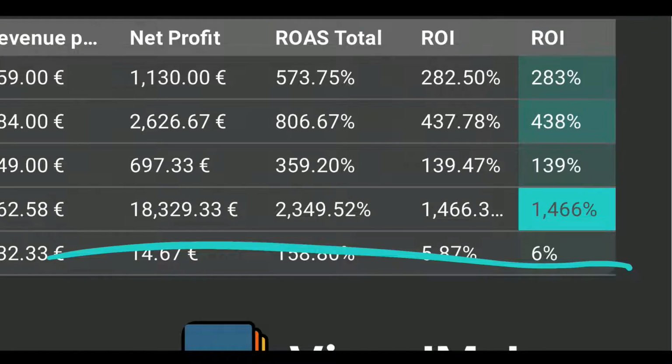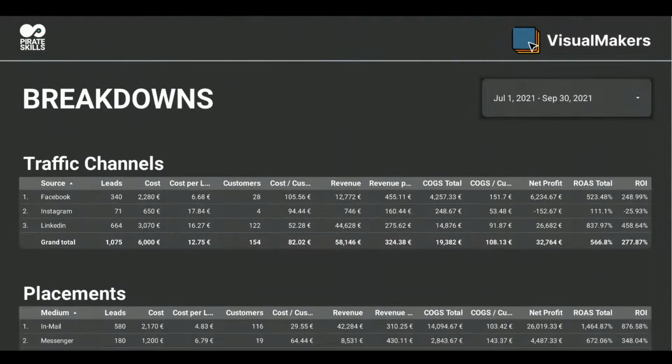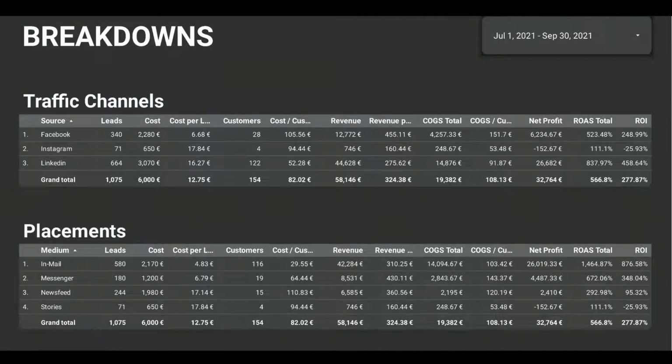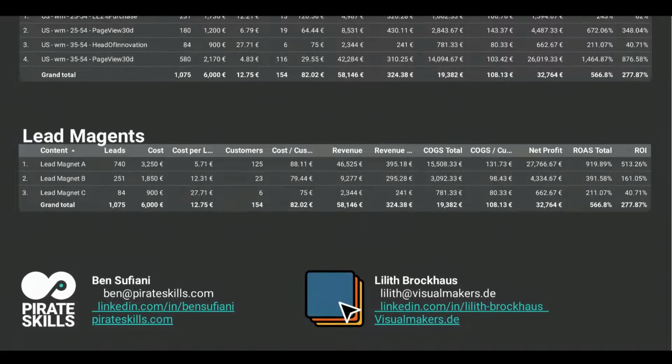This is opportunity cost. Now I do not want to spend this money anymore, because I could be spending it on my winner. And maybe I'm gonna kill one, but those two, dang, I like it. Bam. So this is the progress you want to have over time. And if you then want to break it down even further, like compare the traffic channels, the placements, the targeting, and the different lead magnets, all power is yours. You can decide what you want to show.